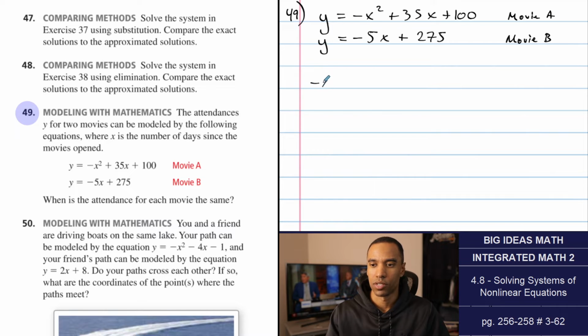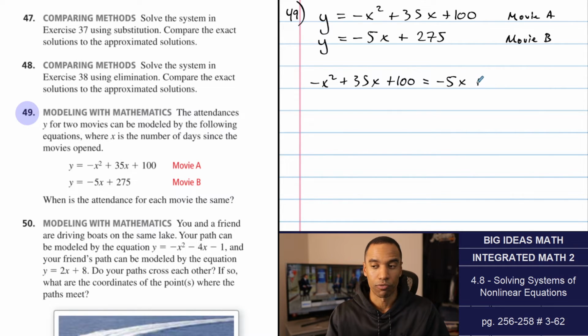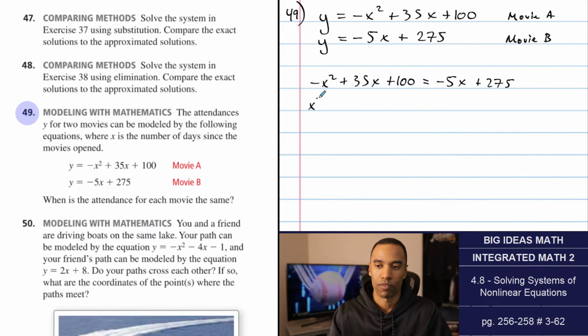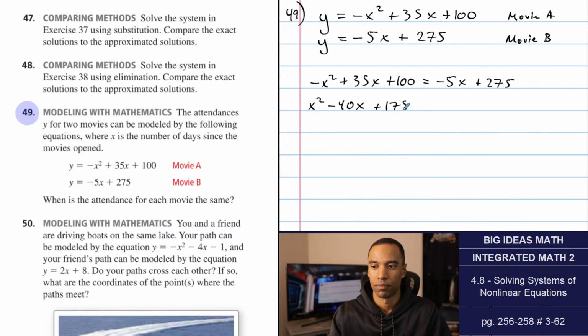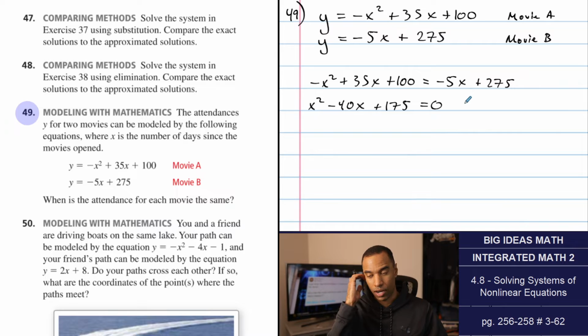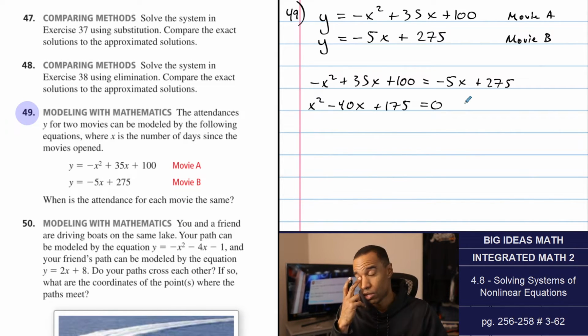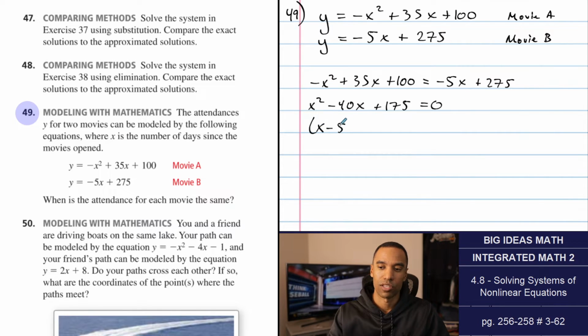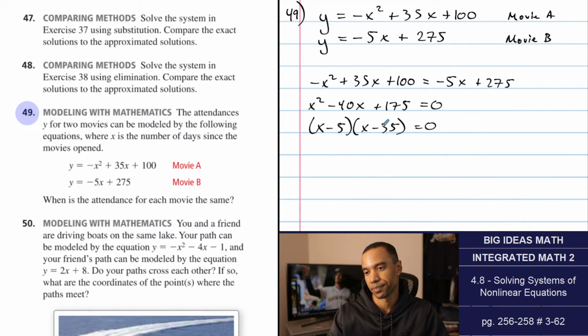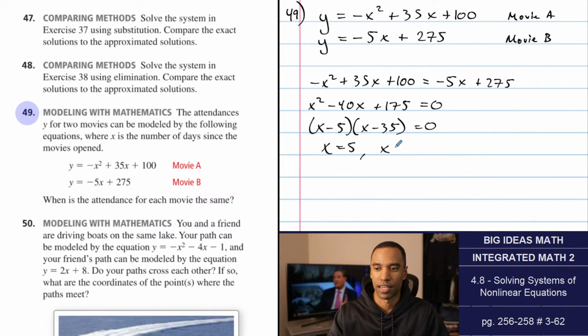So I'm going to go for substitution. Negative X squared plus... I'm going to go ahead and approximate with the calculator. We might have to do a form of that. I don't know that these are rational. Let's add X squared over, subtract 35X over, minus 40X, and subtract 100 over. I don't know if this is rational or not. Actually, I think it's 35 times 5. So X minus 5 times X minus 35, I think, is the factorization of that. So X equals 5 and X equals 35.